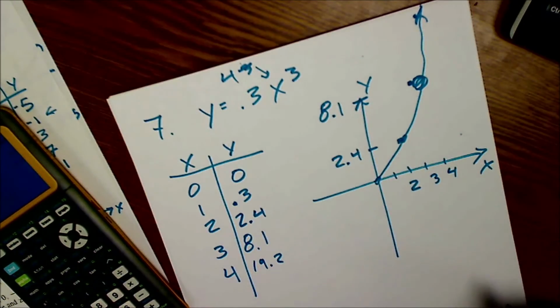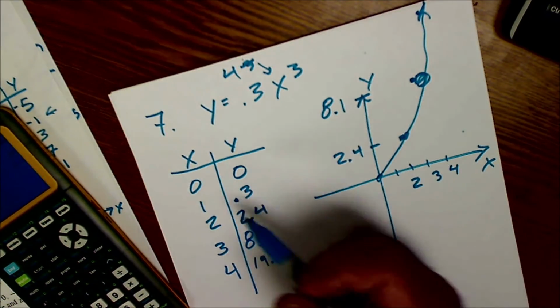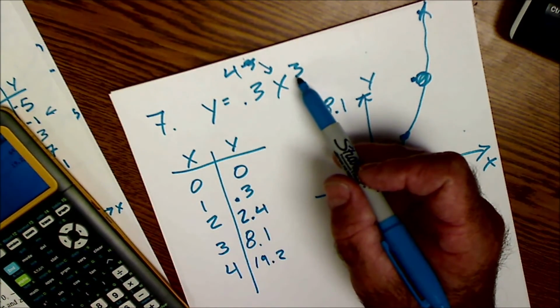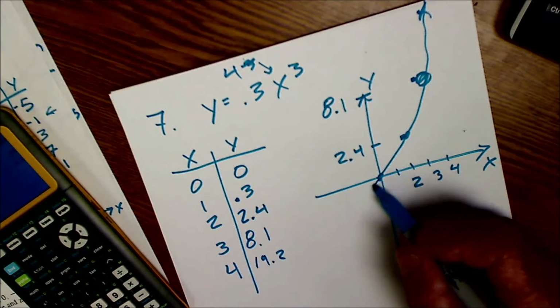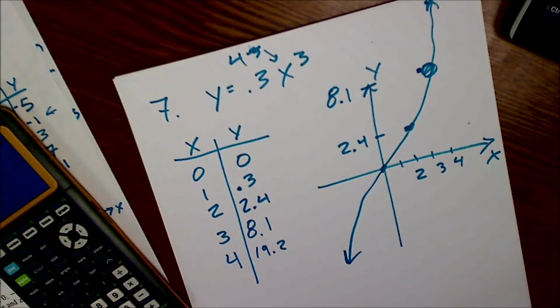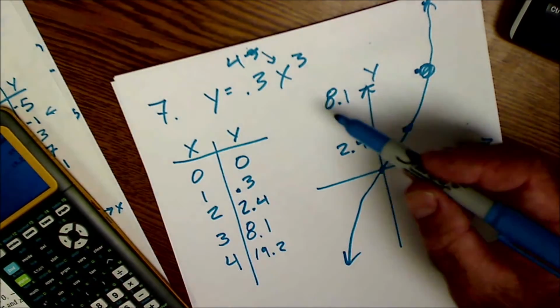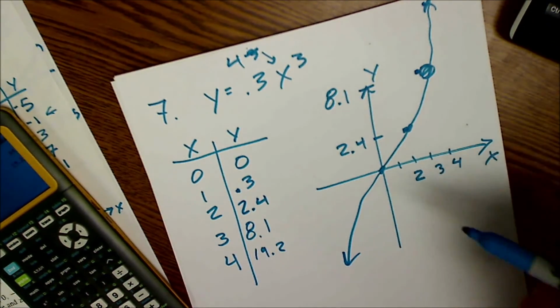So this is an nth power function. If I were to take negative values, negatives cubed would stay negative, so those values would be down here in the third quadrant. If it's an even exponent, it'll be in the first and the second quadrants. An odd exponent will be in the first and the third.